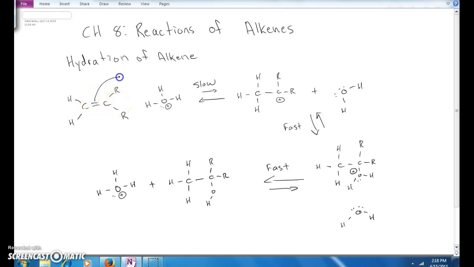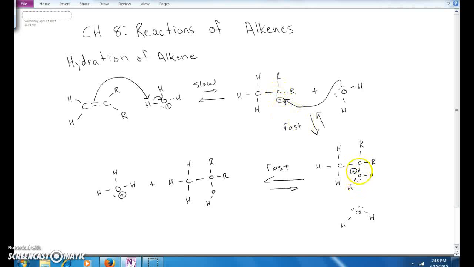We'll take our pi bond and react it with the acidic proton of hydronium. We're going to add our carbocation to the more substituted carbon and our hydrogen to the less substituted carbon. And once we pull that proton away from hydronium, we produce water. This water will then be able to act as a nucleophile and attack our carbocation.